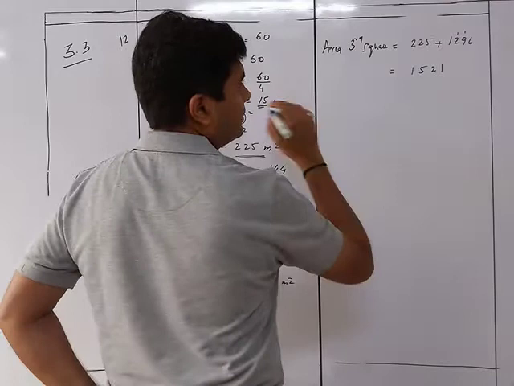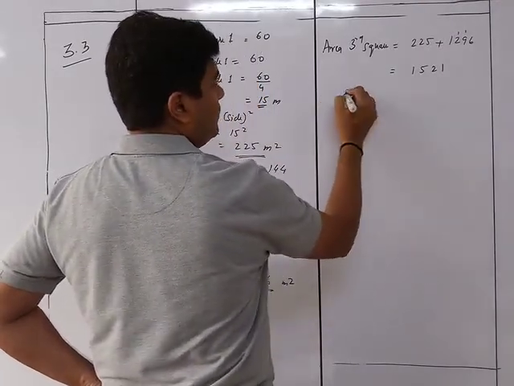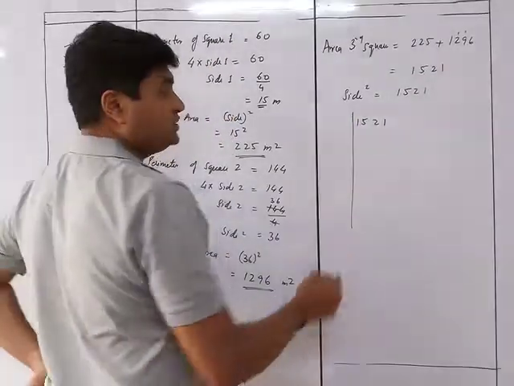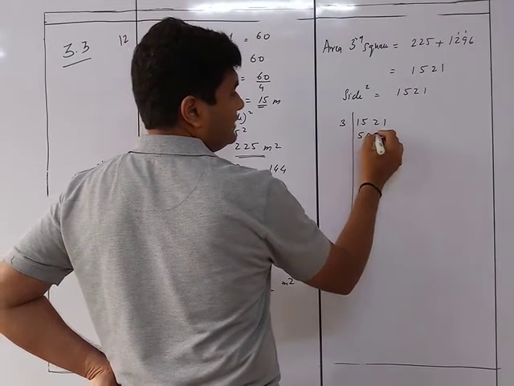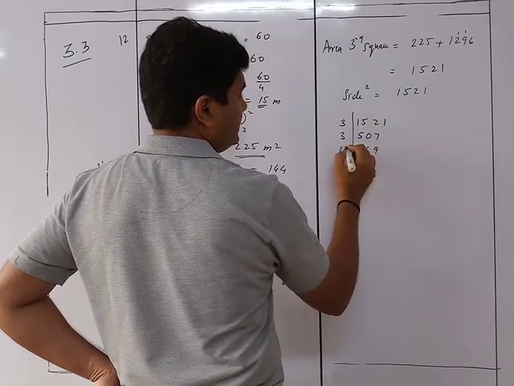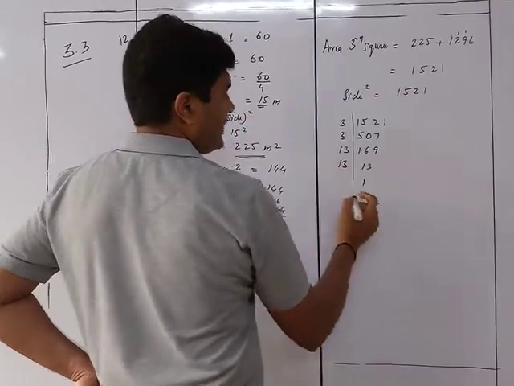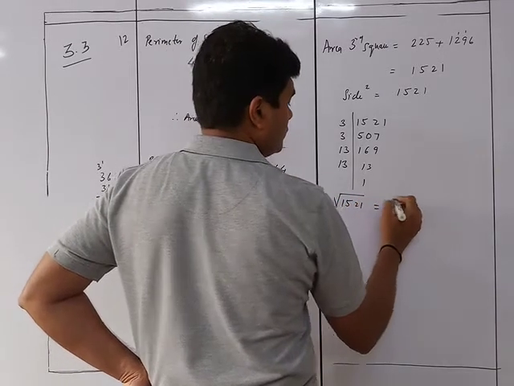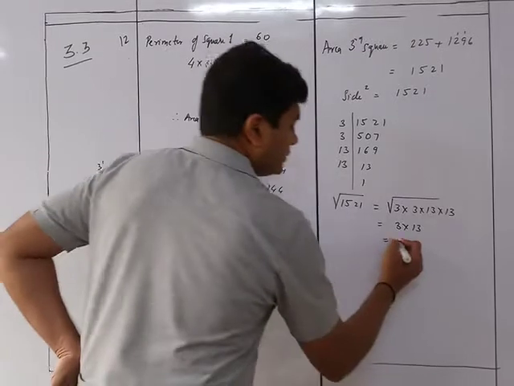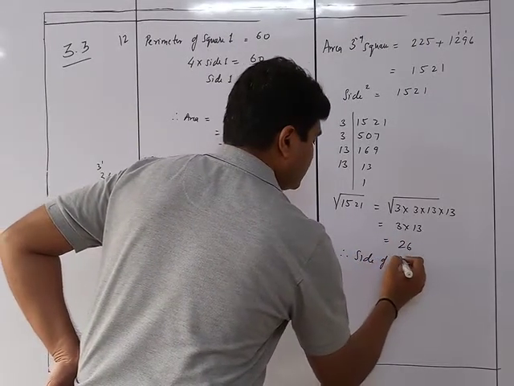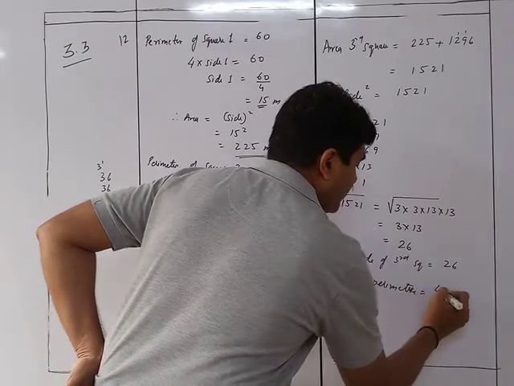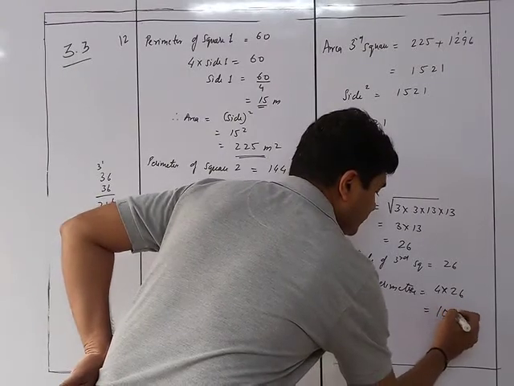Now we know that if this is the area, side squared is equal to 1521. So take out the prime factorization. So that gives me that root of 1521 is equal to root of 3 into 3 into 13 into 13. That means 3 into 13 is equal to 26. Therefore, the side of the third square is equal to 26. Therefore, perimeter is equal to 4 into 26 is equal to 104.